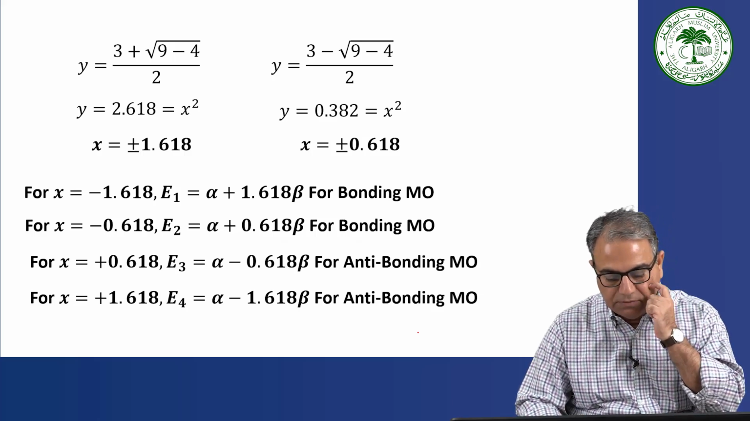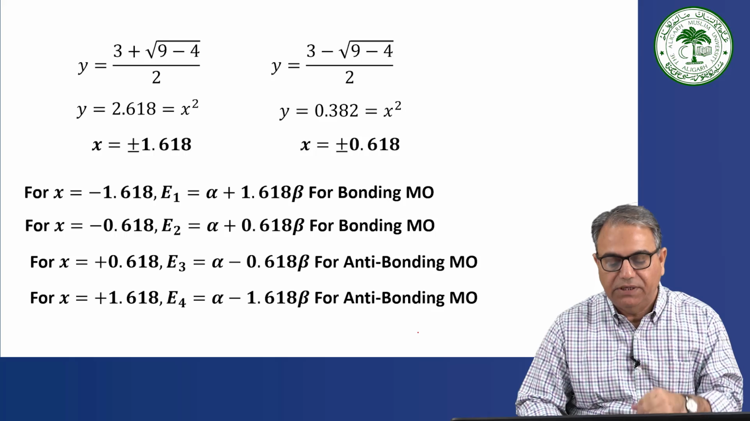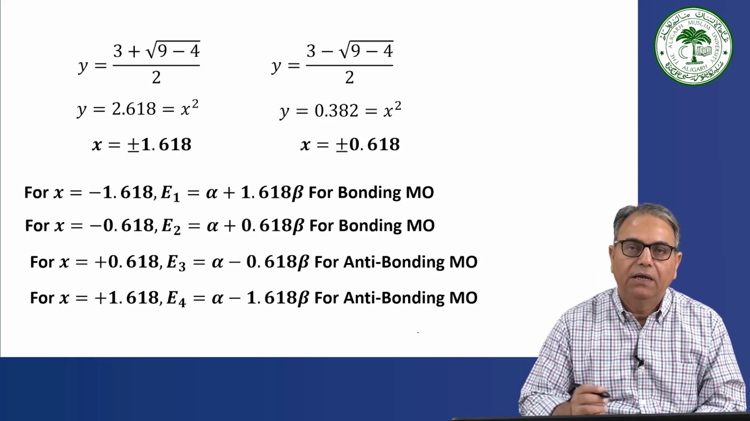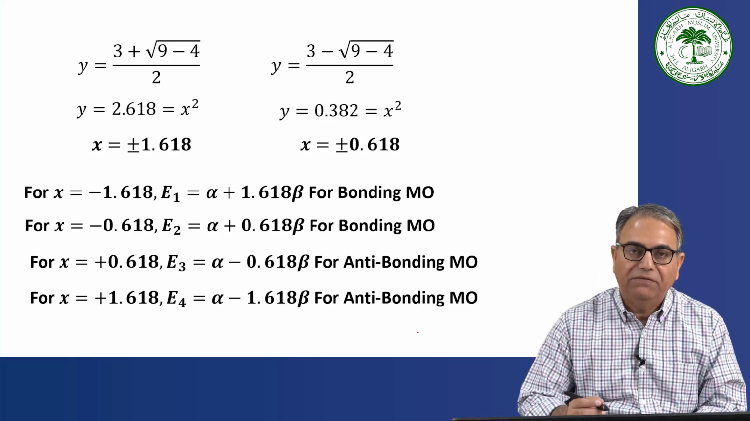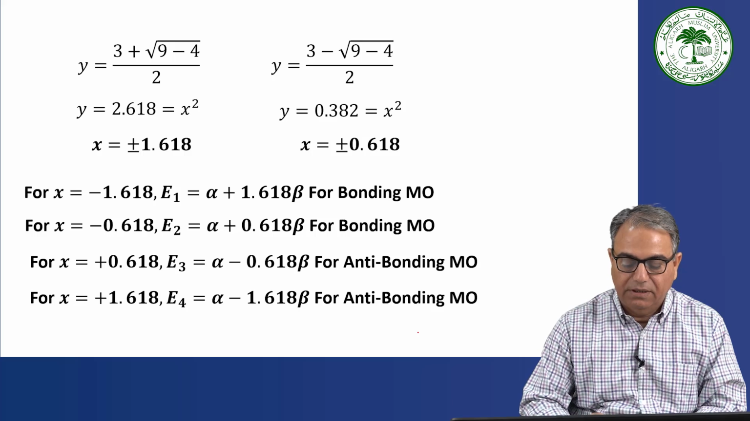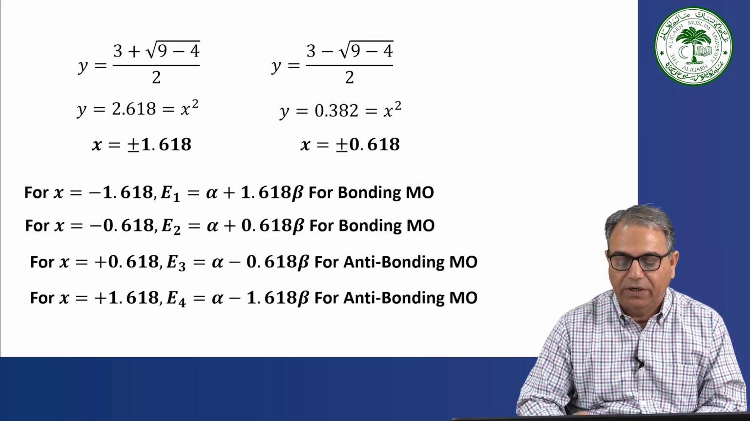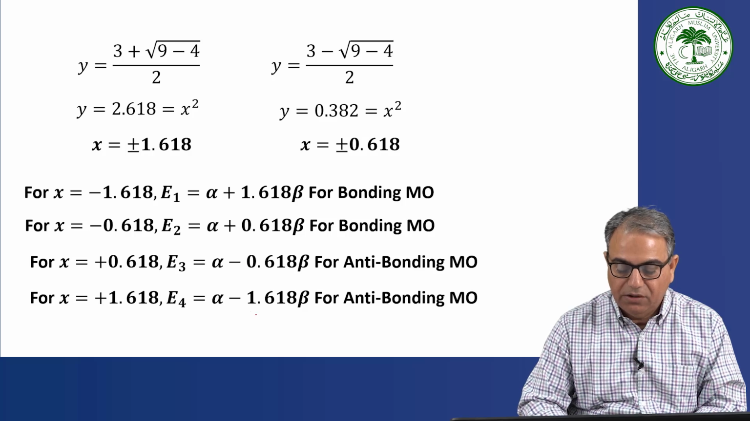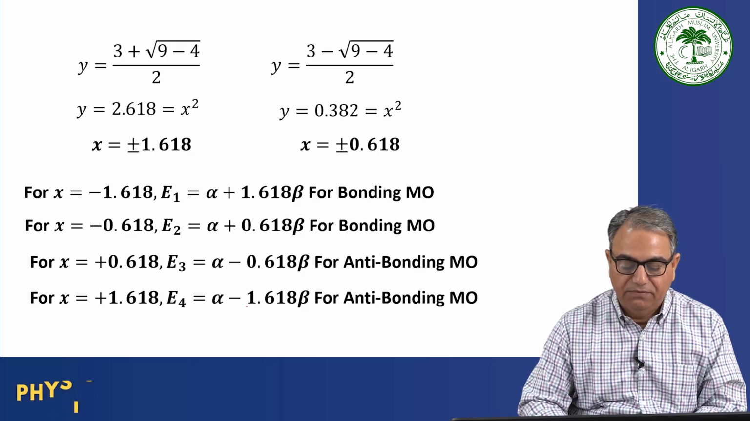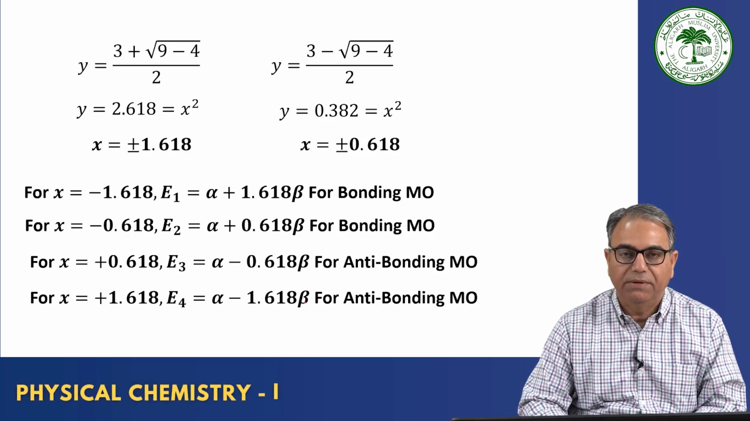If you have alpha minus 0.618 beta, then it will be negative, but higher than the others. One of the values will be positive, another negative. So this will go to the anti-bonding molecular orbital. Again here also, minus 1.618 beta will become positive because beta is negative, and alpha will remain negative, so it will be the highest value of energy.